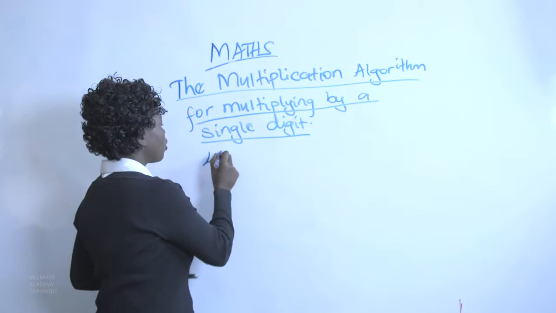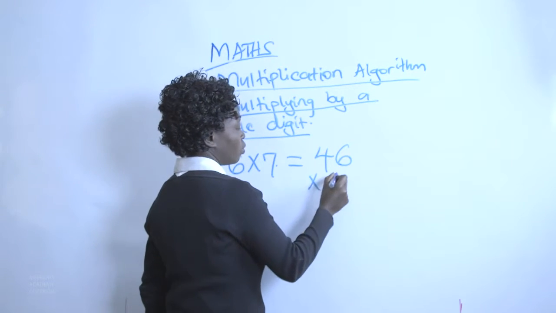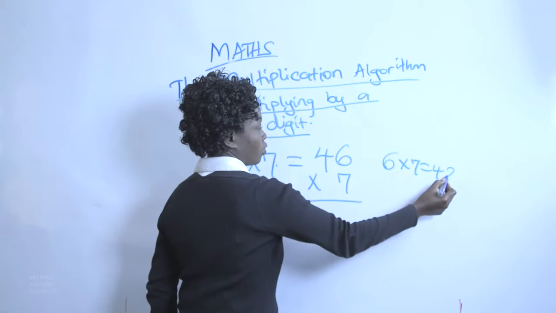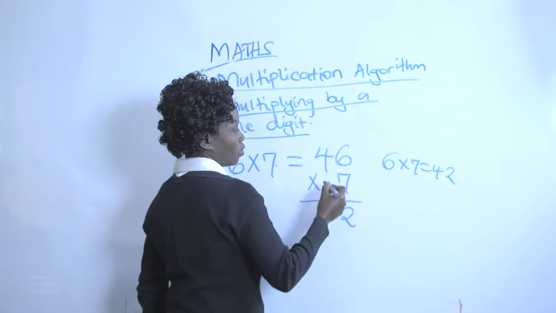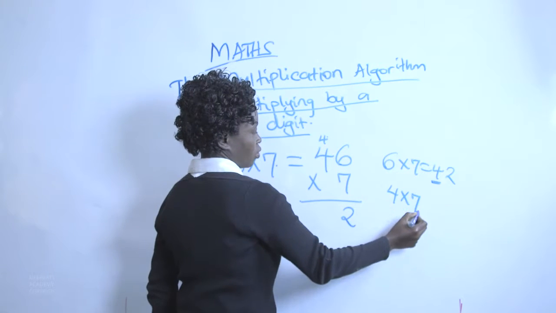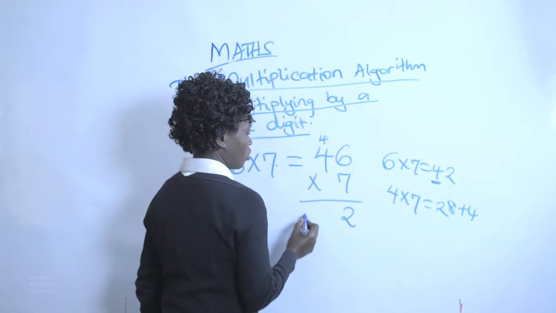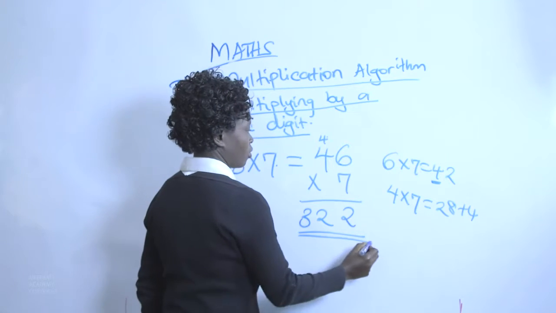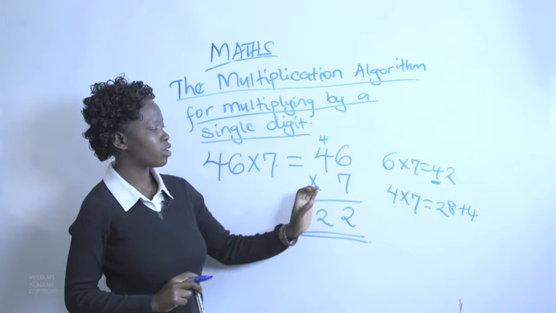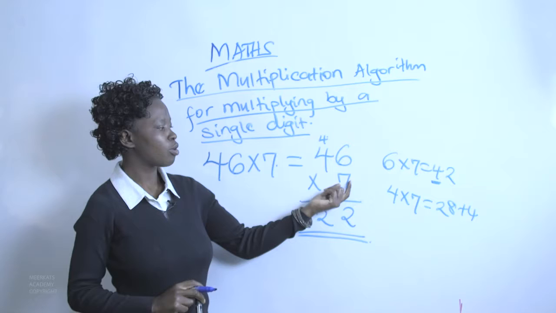So if, for instance, you have 46 multiplied by 7, in multiplication algorithm, we've said you multiply the single digit by the digits in the other number, starting from the right.